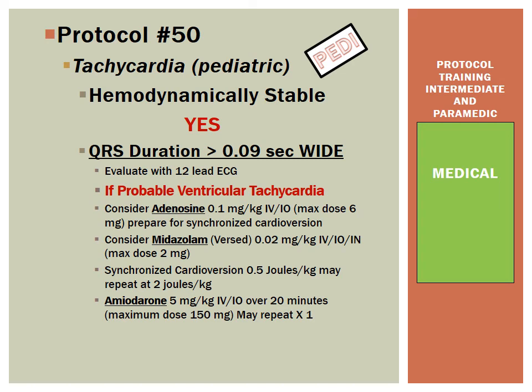If probable VTAC, we need to consider adenosine at 0.1 milligrams per kilogram IV/IO, max dose of 6 milligrams, and prepare for synchronized cardioversion. Consider Versed for sedation at 0.02 milligrams per kilogram IV/IO or IN to a max dose of 2 milligrams. Synchronize cardiovert the patient at 0.5 joules per kilogram, and you may repeat at 2 joules per kilogram. Amiodarone, 5 milligrams per kilogram IV/IO should be considered, and that's given over 20 minutes. Max dose of 150 milligrams, and you can repeat that one time if needed.